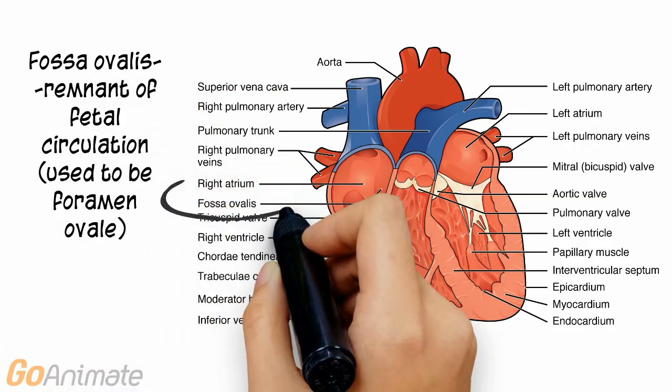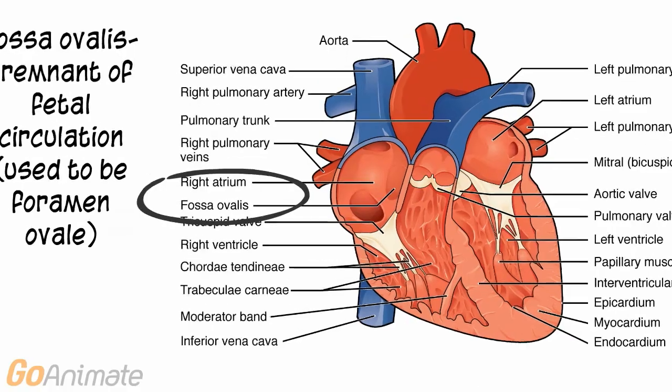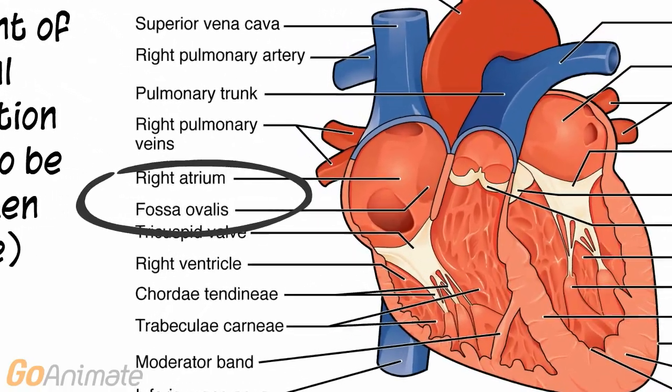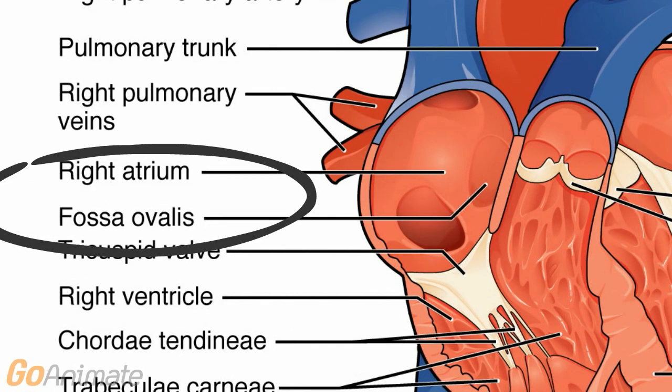The fossa ovalis is a remnant of fetal circulation. It begins in utero as the foramen ovale. At birth, a tissue flap closes the hole and it eventually permanently adheres and becomes the fossa ovalis.